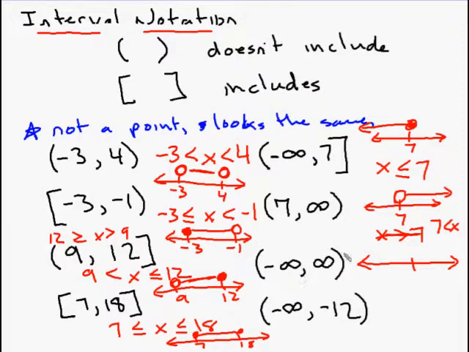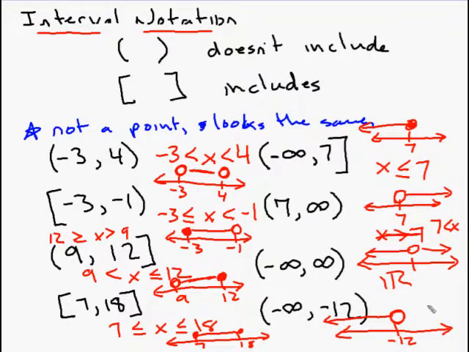All right, here we have negative infinity and positive infinity. So we don't really have a starting point. So we're going both directions. That's all the real numbers. Now we have negative infinity up to negative 12. So here's our negative 12. We are not including the negative 12. And we go infinitely to the left. So like that. So x is less than negative 12, and I don't include the 12 in that.